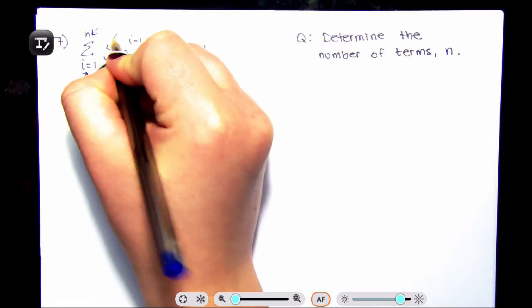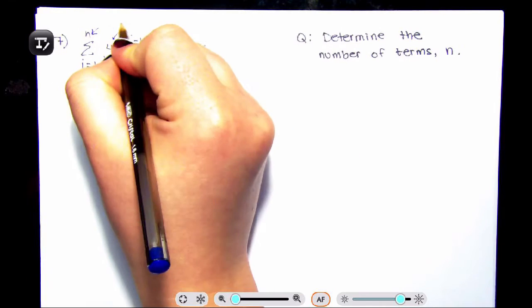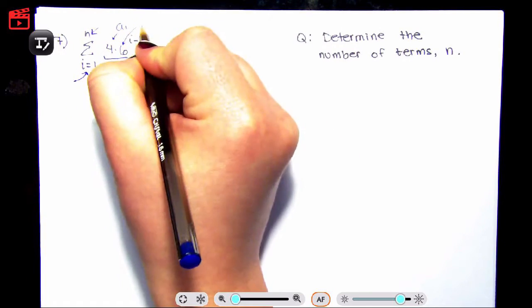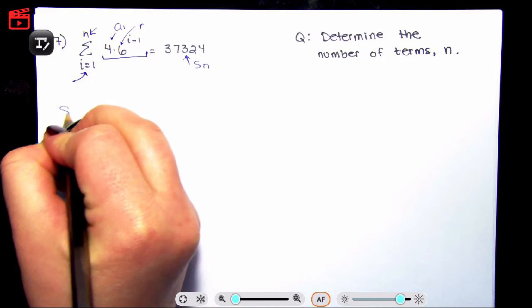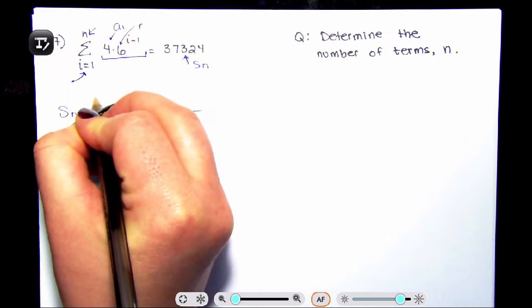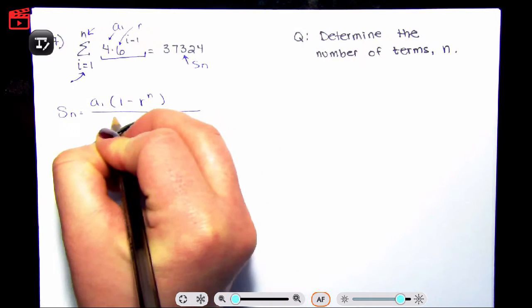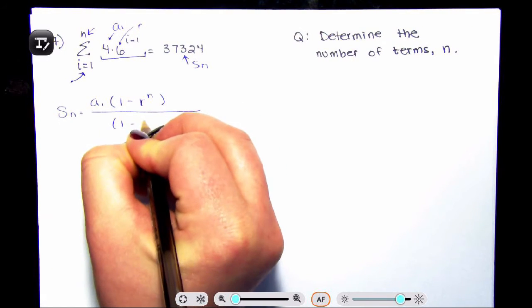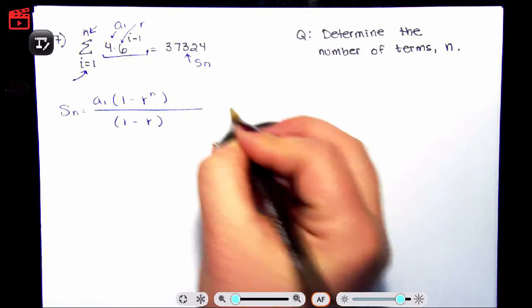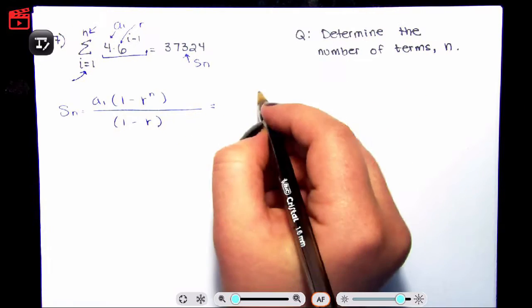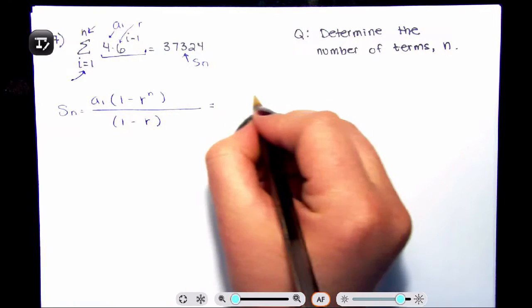Again, explicit rule, make sure you have your formula sheet. That means this is a sub 1, and that means this is r. Starting out with your formula, S sub n is equal to a sub 1 times 1 minus r to the nth power, divided by 1 minus r. Why did I put that in parentheses? I don't know, just have it. Let's start plugging stuff in. So S sub n, we already know what S sub n is.